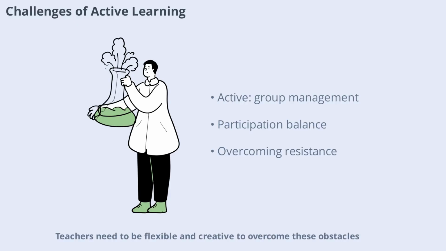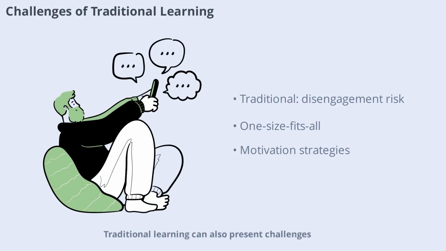Teachers need to be flexible and creative to overcome these obstacles. Traditional learning can also present challenges. Students may become disengaged if lessons are too lecture-heavy or if they don't see the relevance of the material. It can be harder to address individual learning needs in a one-size-fits-all approach. Teachers must find ways to keep students motivated and adapt lessons when necessary.